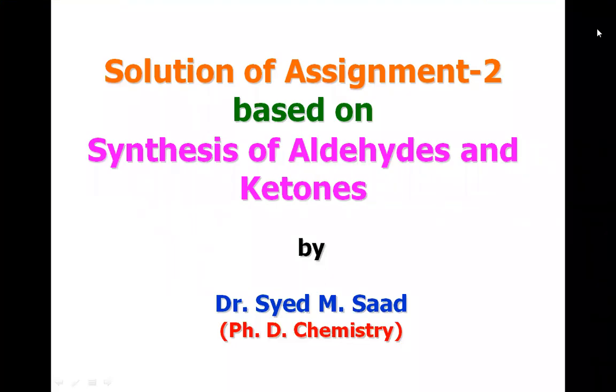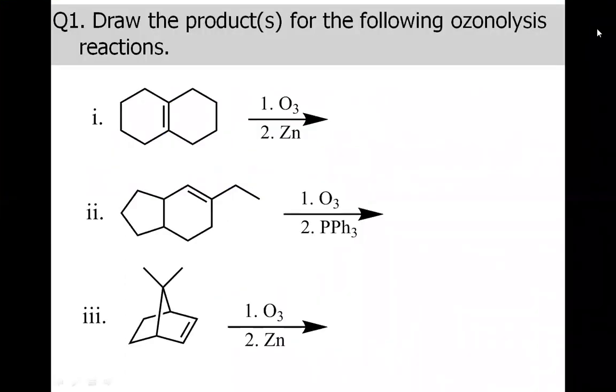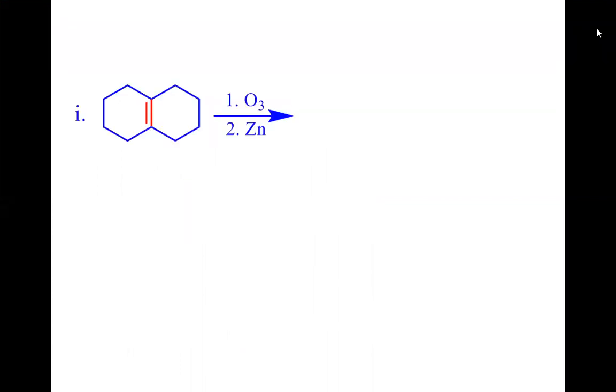In this video we will discuss the solution of the assignment based on synthesis of aldehydes and ketones. The first question that was given in the assignment was: draw the products for the following ozonolysis reactions. So you were given these three reactions and you were simply asked to draw the products. So let's discuss the first case.